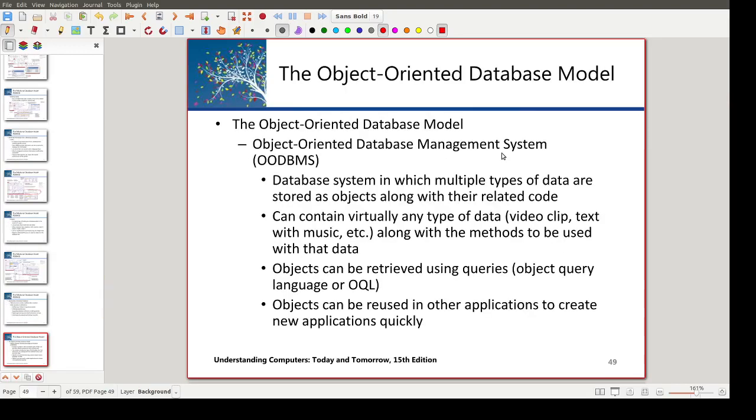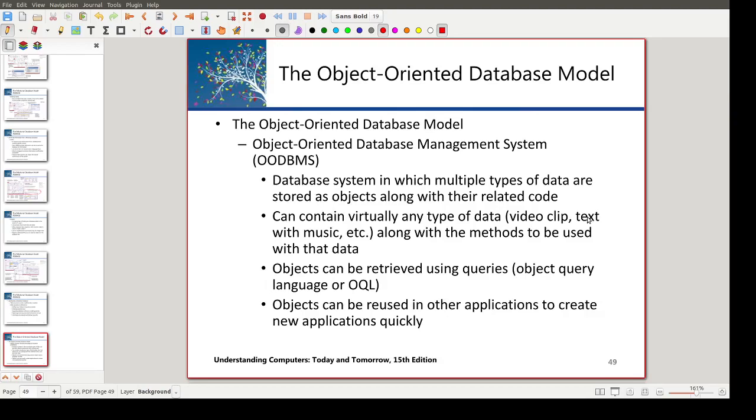Another model for the database that is not very commonly used, but it is available as well. It is called the Object-Oriented Database Model, ODBMS. It's a database system in which multiple types of data are stored as objects along with their related code. It contains virtually any type of data. It can contain video clips, it can contain text with music, and so on.